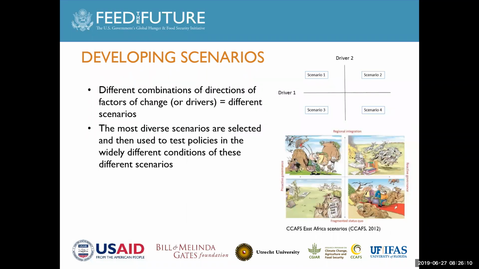When developing scenarios, we look at different combinations of factors of change or drivers and the directions they may take in the future. And we're talking about a timeline of several decades here. That's typically the timeline scenarios span. The most diverse scenarios are selected and then later on used to test policies in the widely different conditions of these different scenarios. And how that's done will be explained later in this mini lecture.